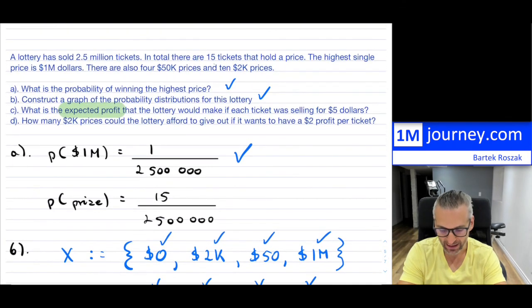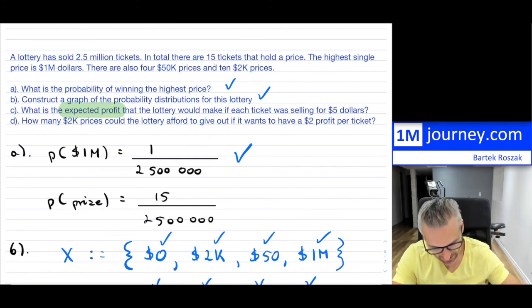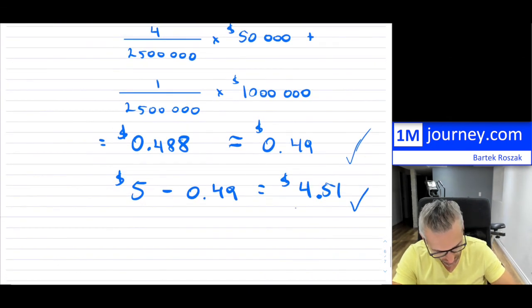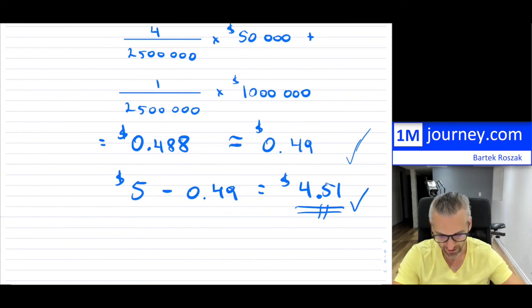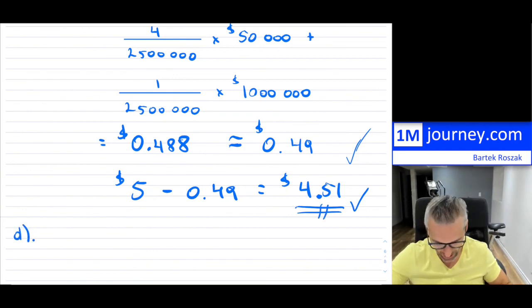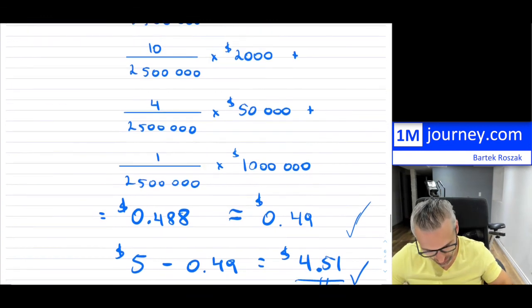Okay, how many $2,000 prizes could the lottery afford to give out if it wants to have a $2 profit per ticket? Okay, this is super neat. So what we want is we want $2 profit. We currently have $4, so we can give out plenty more of those. So how would we set that up? Okay, so the setup will be the same.